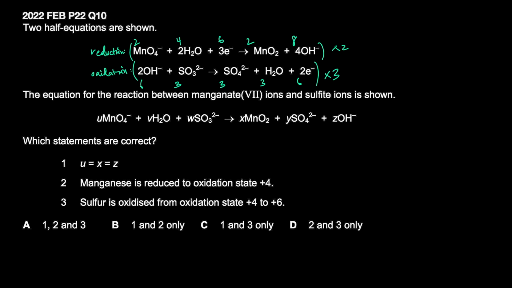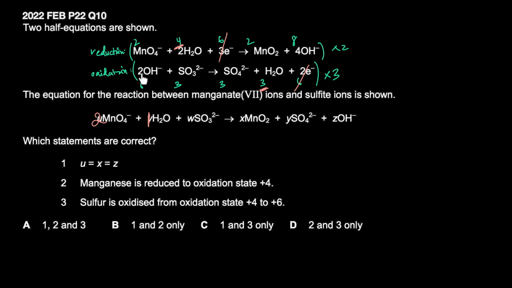Obviously if you add these two equations together, the electrons cancel out because you have 6 electrons on the top and the bottom. And then what we have here is this. We have 2MnO4 minus from the first half equation. Now on the left here we have 4H2O and on the right we have 3H2O. So if you balance that out, we get 1H2O over here.